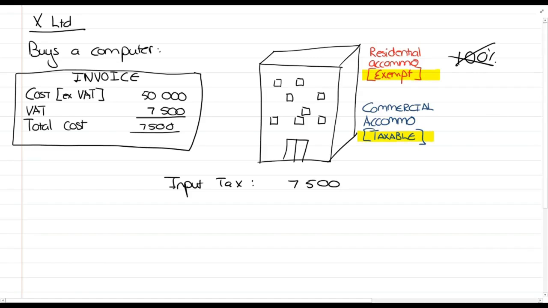Then we had a situation where we said the following. Let's say that 30% of your business is residential accommodation, which is exempt, and the remaining 70% is commercial, which is taxable. This means that you are called a 70% vendor. And what does that mean? It means that when you calculate the input tax, you can claim only your percentage, right, which is the 70% in this case.